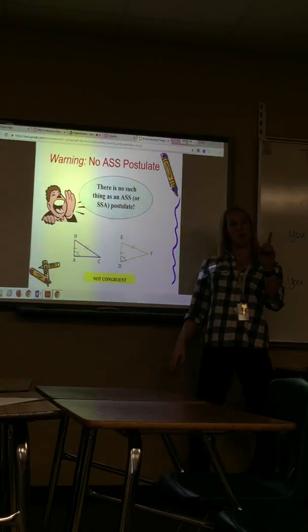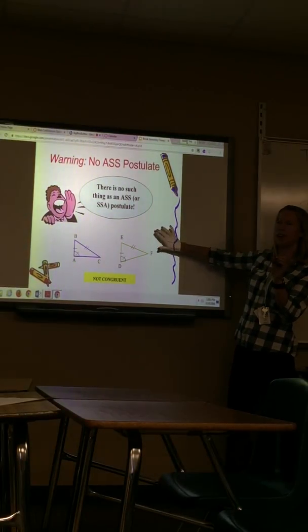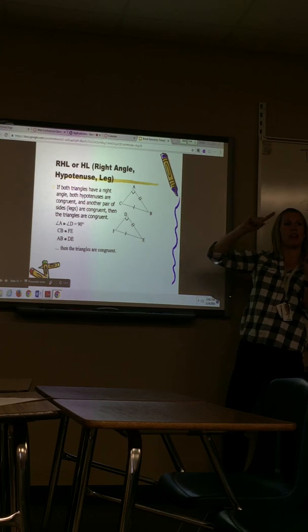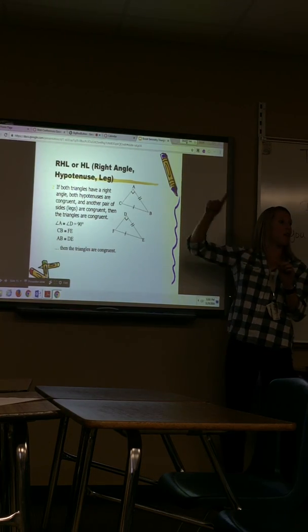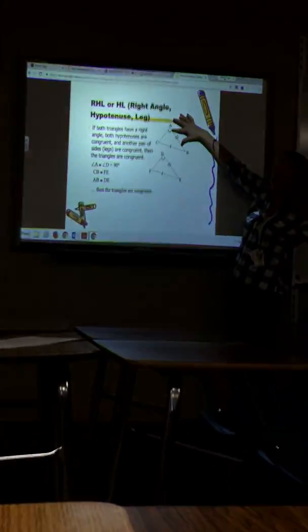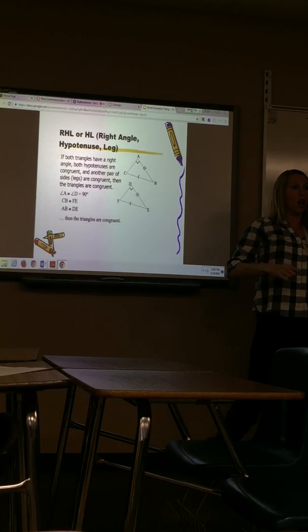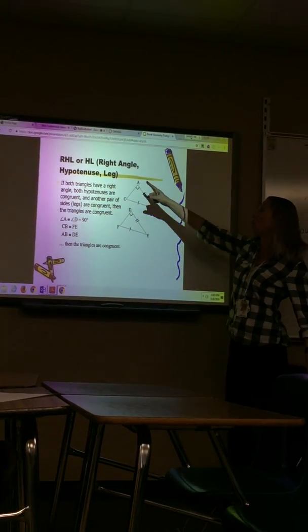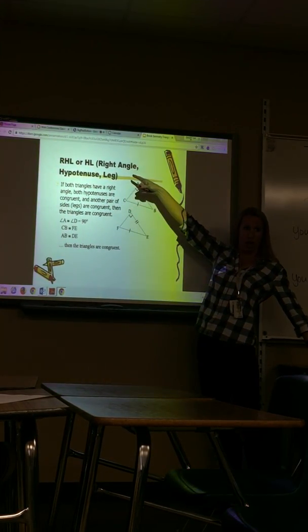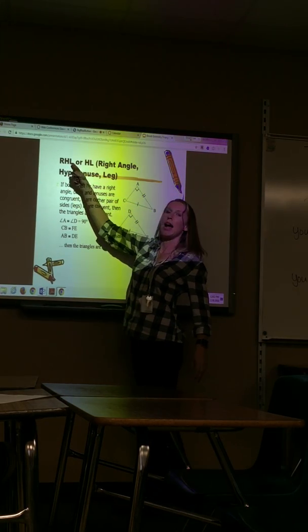But there is one time that it's okay. If it spells ASS, but that angle happens to be a right angle, it's okay. We just don't call it ASS. We call it RHL or HL, which stands for right hypotenuse leg.